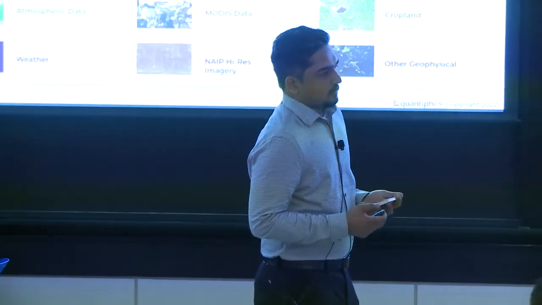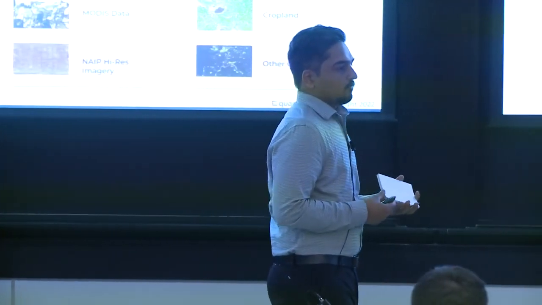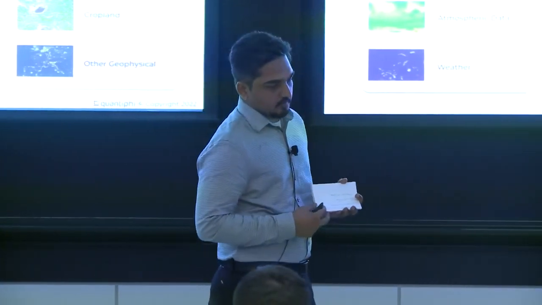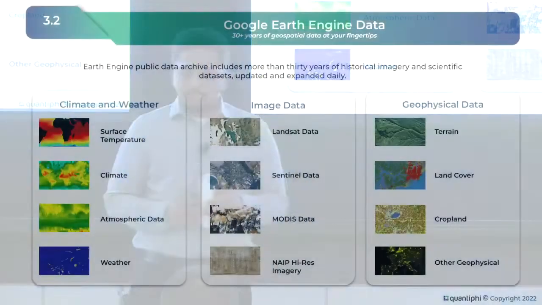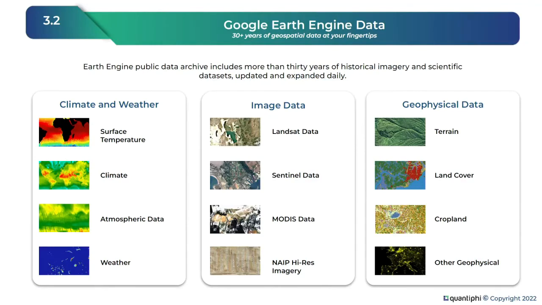And to give a quick snapshot of what you will see, from a potential standpoint, the Google Earth Engine and the data that it houses is images categorized in 3 broad areas. Primarily, we talk about climate and weather. It captures surface temperatures, climate, atmospheric data, and weather. And then the core image data of Landsat data, Centennial MODIS data, and also high-res imagery.